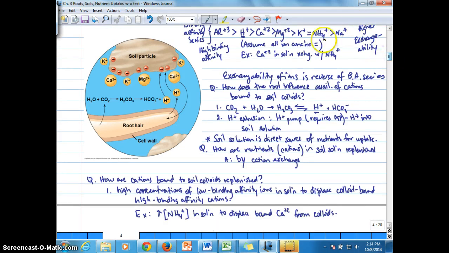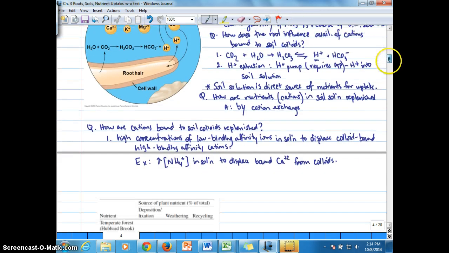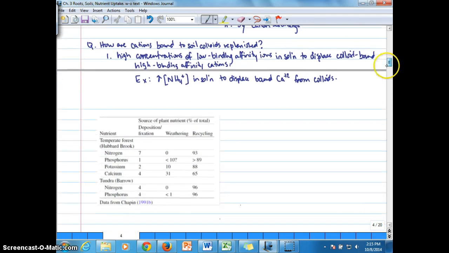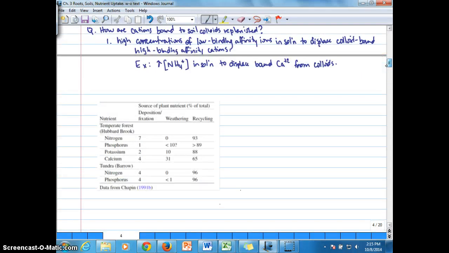Then if we add more of these lower valence cations, higher concentrations of these lower binding cations to the soil solution, then they can displace these higher binding ions. Okay. Now, two other methods of increasing or replenishing the nutrients that are bound to soil colloids.